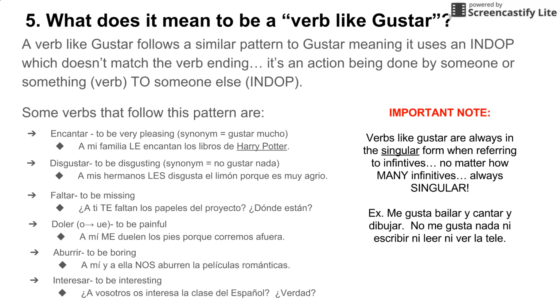So, some helpful tips for the verb gustar are to remember that you're talking about two different things, the indirect object pronoun and then the separate thing doing the action. Also remember that gustar is singular when using infinitives, and the best way to find the indirect object pronoun is to look for the a in the person or people afterwards. Be careful, there might be more than one a, like in a mí y a ella.